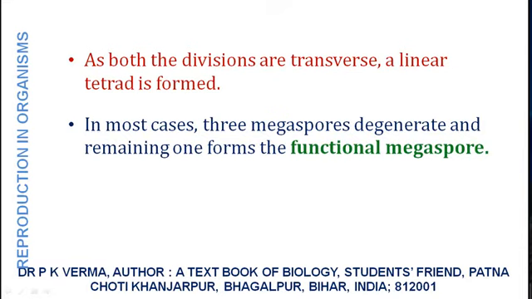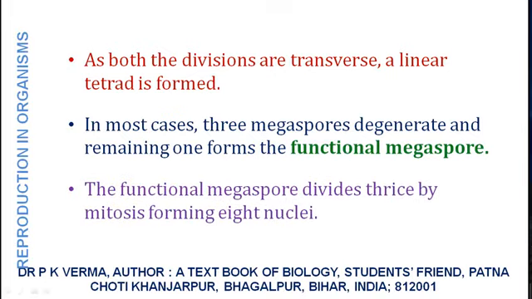In some cases, 2 megaspores or all the 4 megaspores can survive, and therefore the conditions are called monosporic, disporic and tetrasporic conditions.